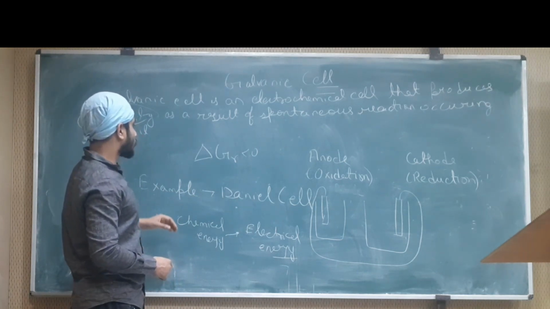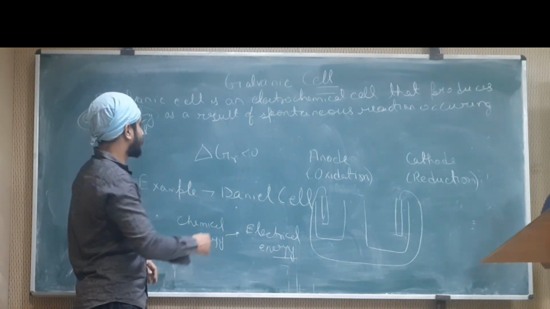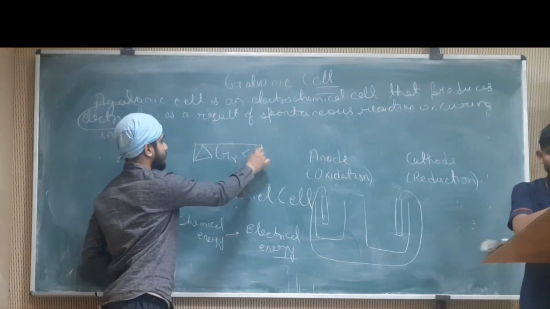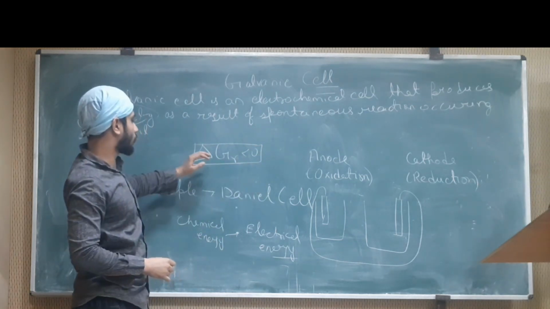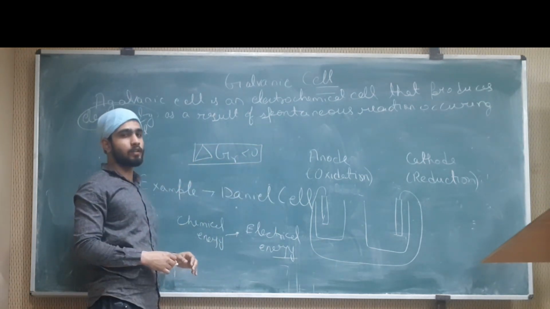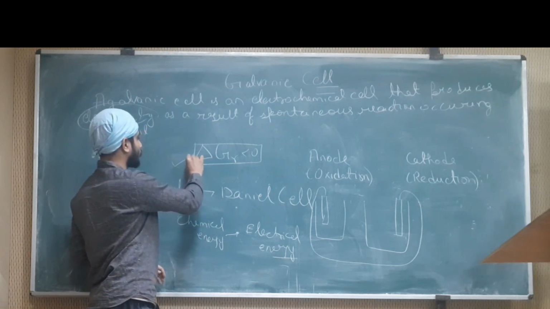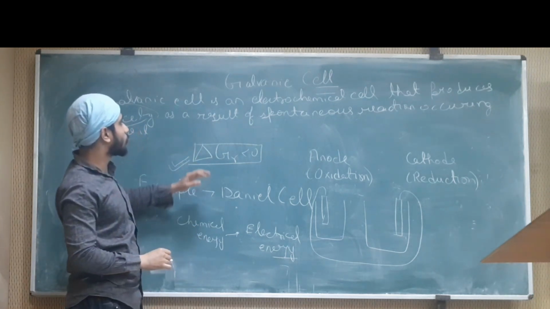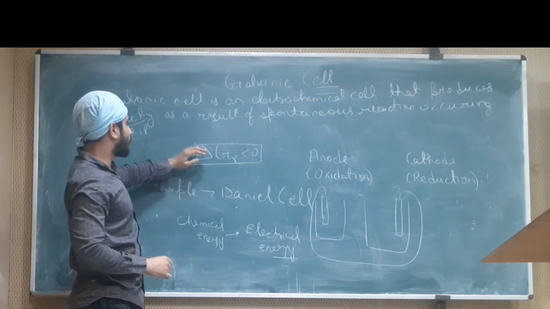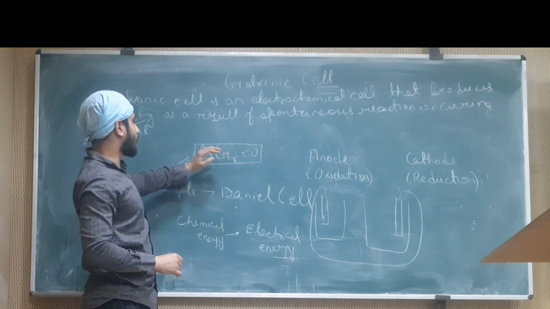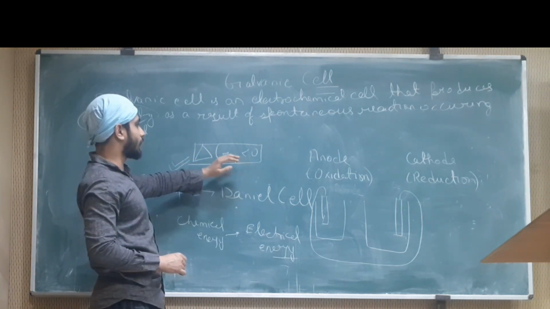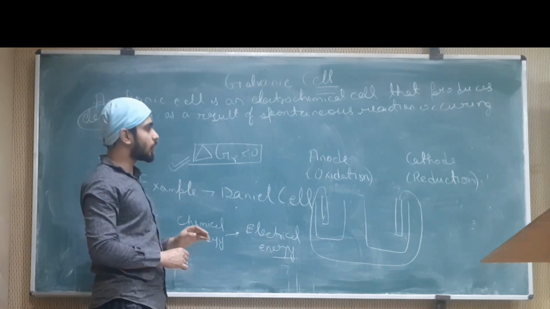And in this, the delta G of this reaction is less than 0. So for any reaction to be feasible, the delta G of the reaction should be negative. So in the galvanic cell also, when there is a conversion of chemical energy to electrical energy, the delta G of the reaction is negative.